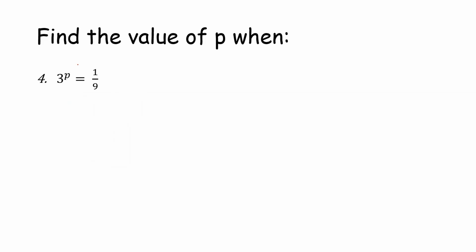Let's see another example. Example 4. Now, in this case, we will be applying the rule of b raised to power minus 1 equals 1 over b. Okay, so from here, what do we do? We are told to find p.